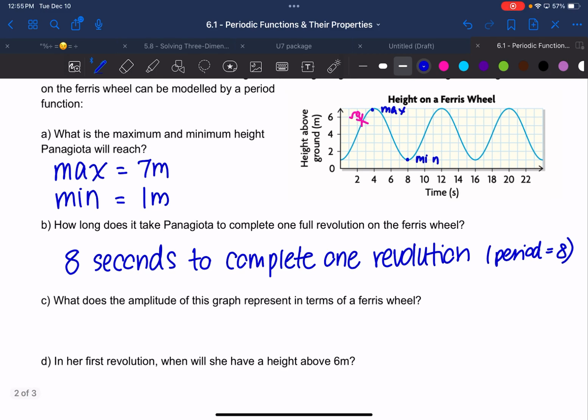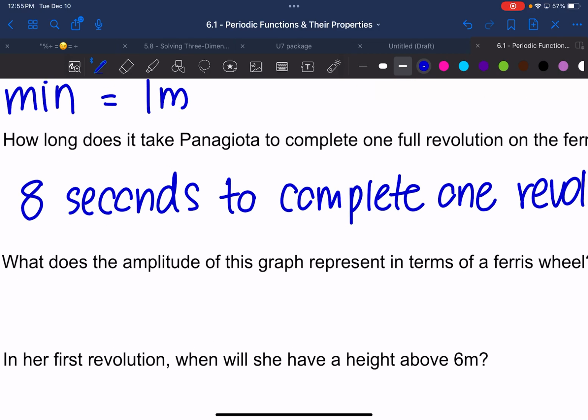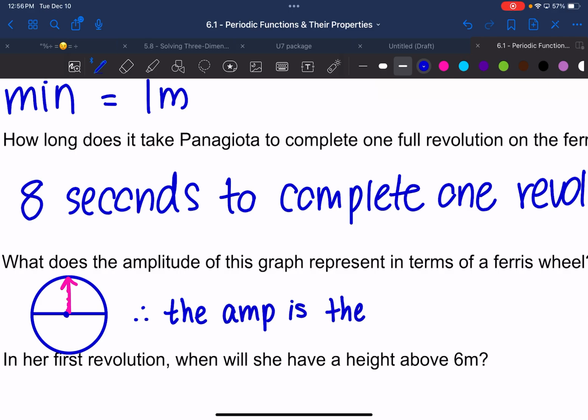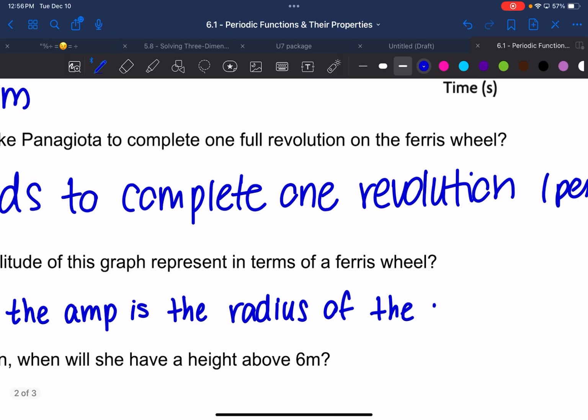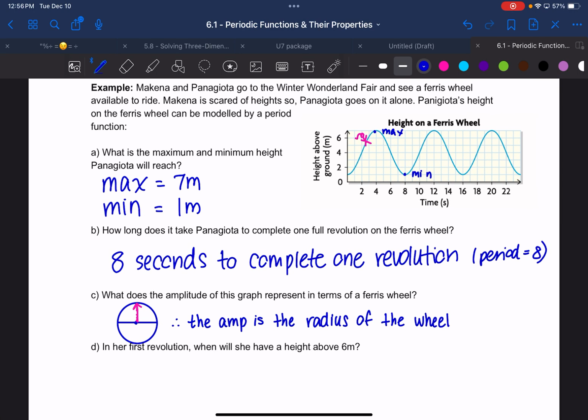And then in terms of a Ferris wheel, what is the amplitude going to represent? If we know the amplitude is from our midline to either the top or the bottom, and this is a wheel. The diameter? The radius? The radius of the wheel, right? So because we're looking at a wheel, if this is our midline, we're saying that the amplitude is from our midline up to the max or the min, right? So this is going to be the radius of the wheel. The amplitude is the radius, exactly, of the wheel. So then if you wanted to know what the diameter is, you would just times that by 2.